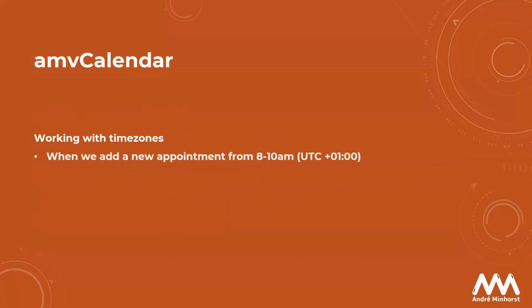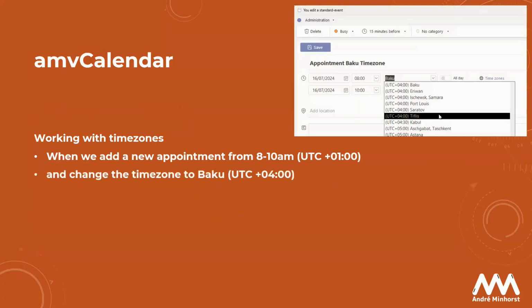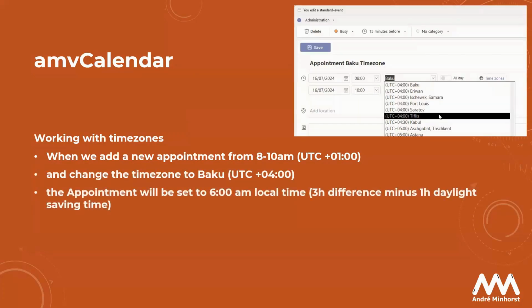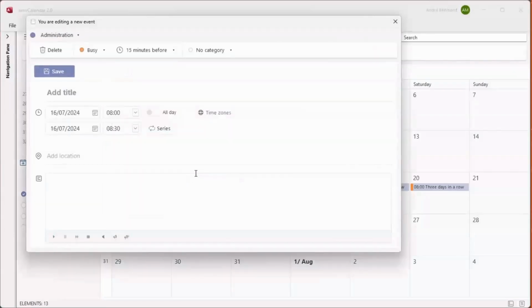Working with time zones. When we add a new appointment from 8 to 10 a.m. and change the time zone, for example, to Baku, the appointment will be set to 6 a.m. local time, 3 hours difference minus 1 day daylight saving time. Here we see how that looks.